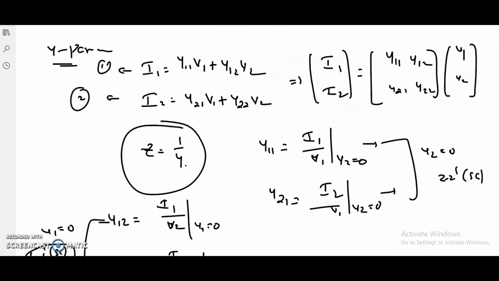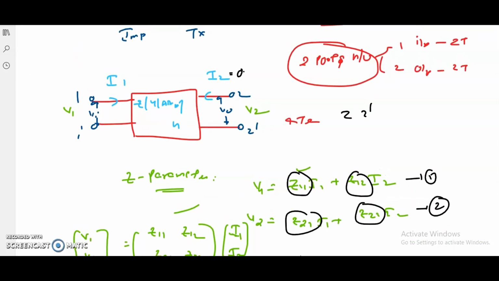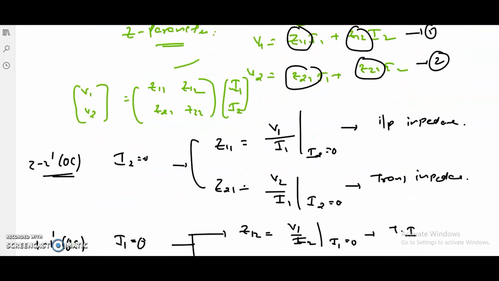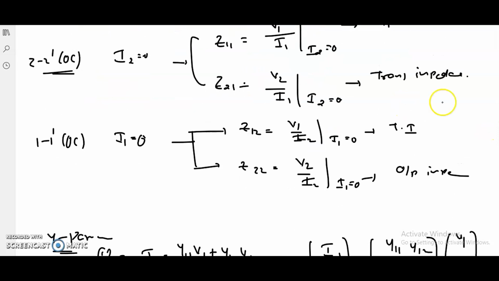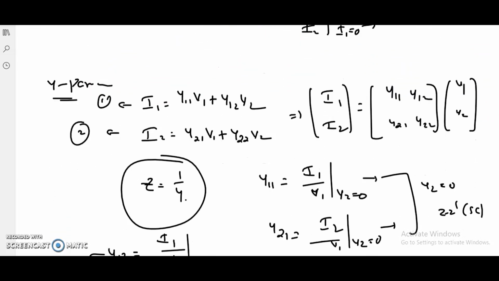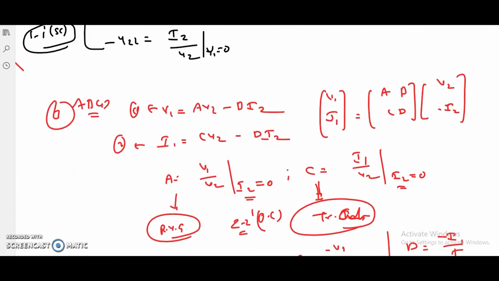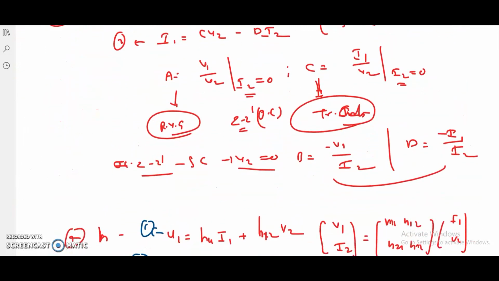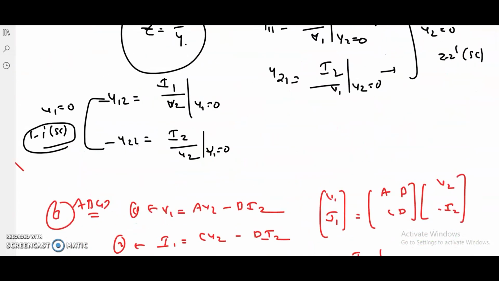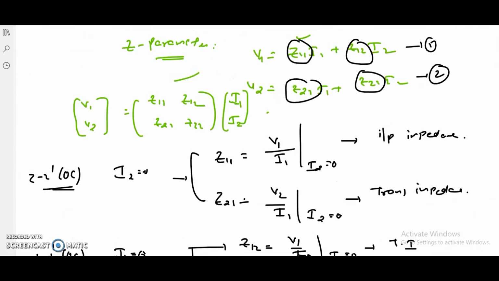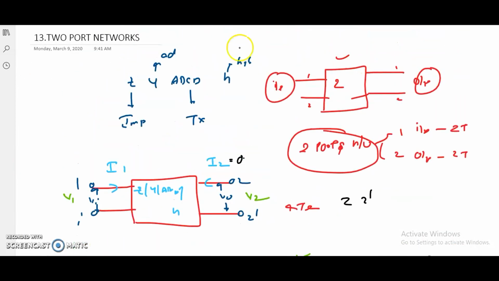So these are the 4 different types of parameters. The first one is the Z parameters, with the corresponding matrix, the corresponding equations and the corresponding parameters. The next one is the Y parameters, the same thing. The next one is the ABCD or transmission parameters. And the next one is the H or hybrid parameters. So this is the introduction that we require to solve the problems regarding 2-port networks.